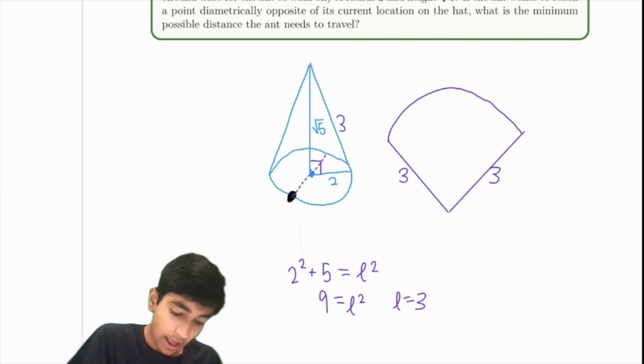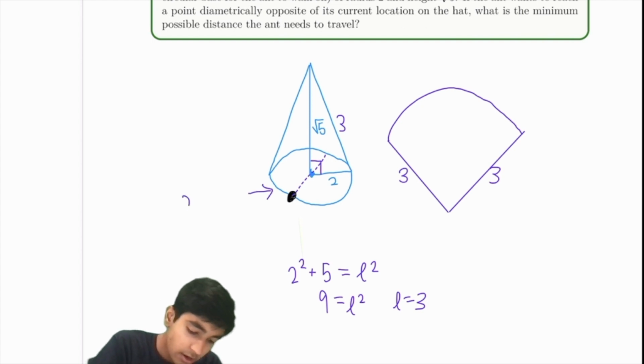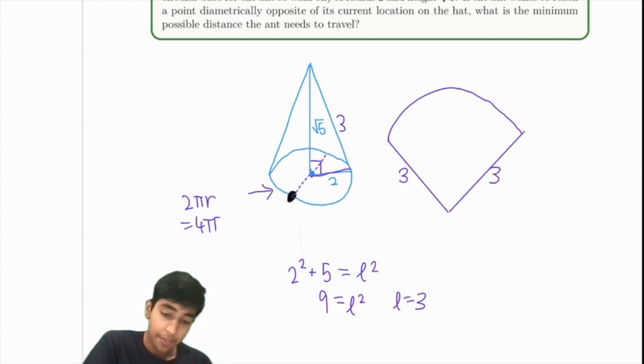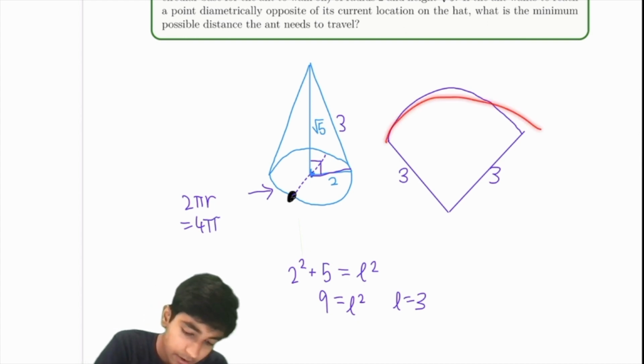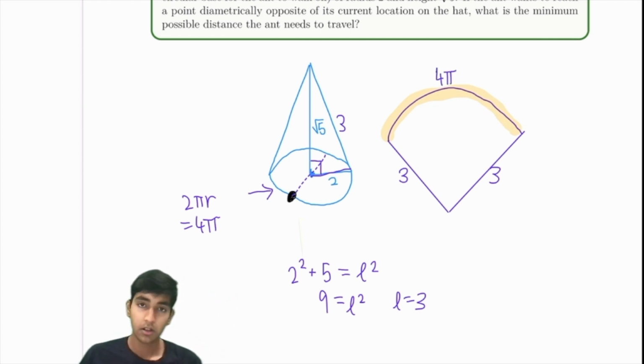Now we also know that this arc length over here is simply the circumference of this base. The circumference of the base, 2 pi r, r is 2, so 4 pi. And therefore, this length over here is also 4 pi.